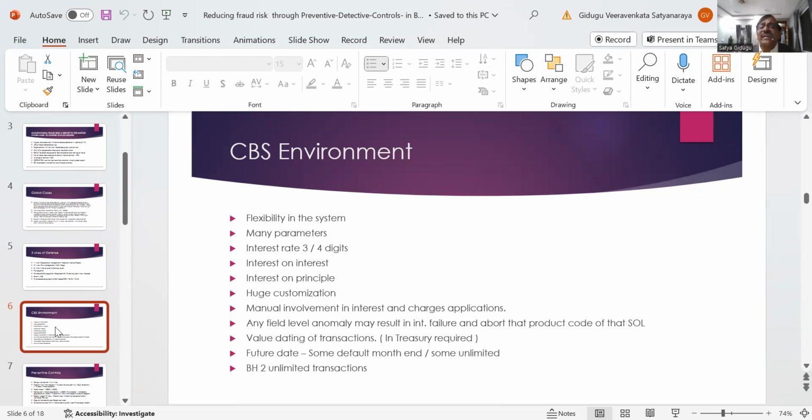So we could identify the account and immediately notify them, and immediately find that flag, how much it was, the last 30 lakhs or 40 lakhs, and recover the money from that customer without hurting him. So huge customization is there in the Pinnacle core banking solution. Manual involvement is sometimes there in interest and charges application, which again gives problems.